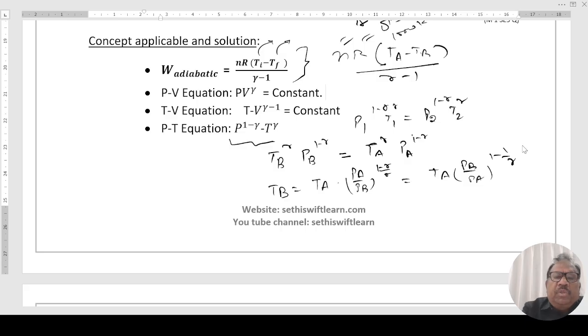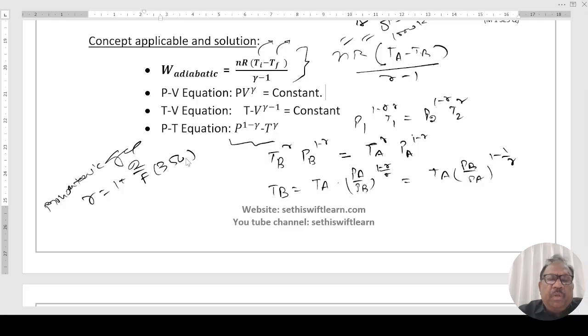Now as atomicity is known, a monoatomic gas is there. So gamma equals 1 plus 2 by f, where degree of freedom f is 3 for monoatomic, 5 for diatomic, 6 for polyatomic. So gamma equals 1 plus 2 by 3, that is 5 by 3. Gamma is known to you.